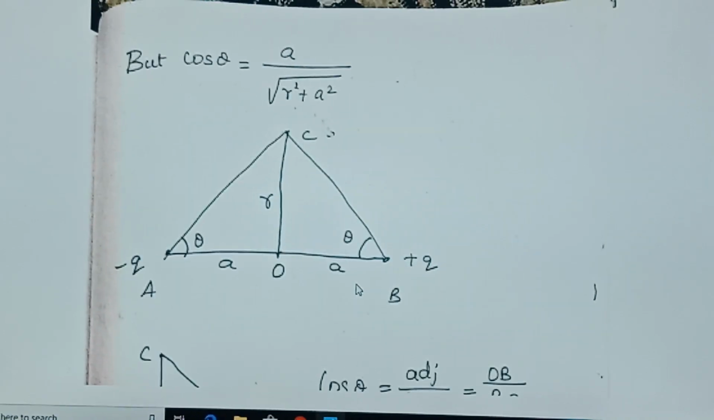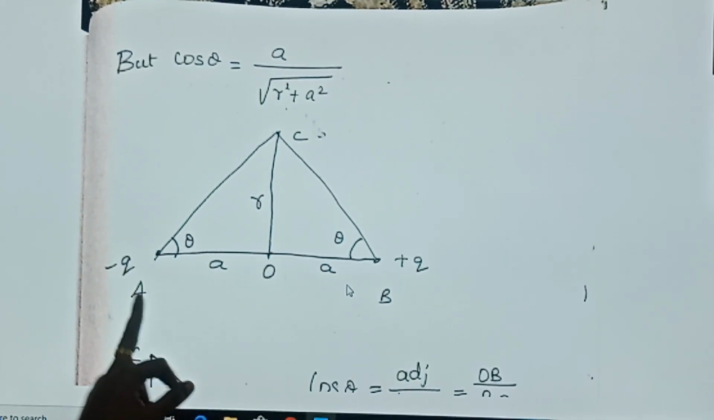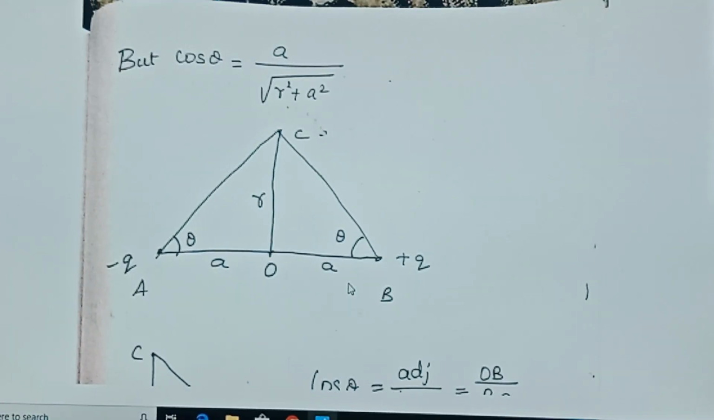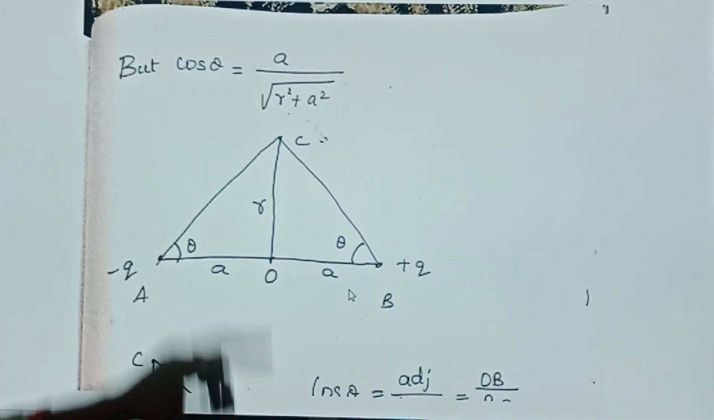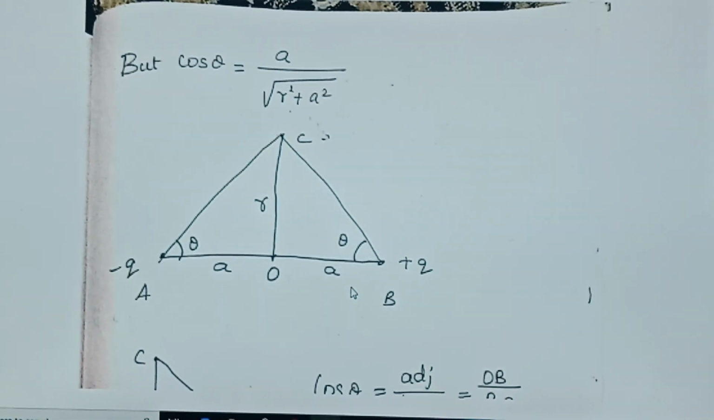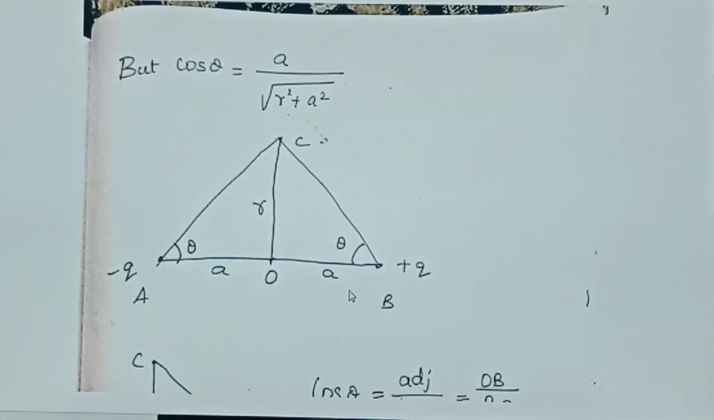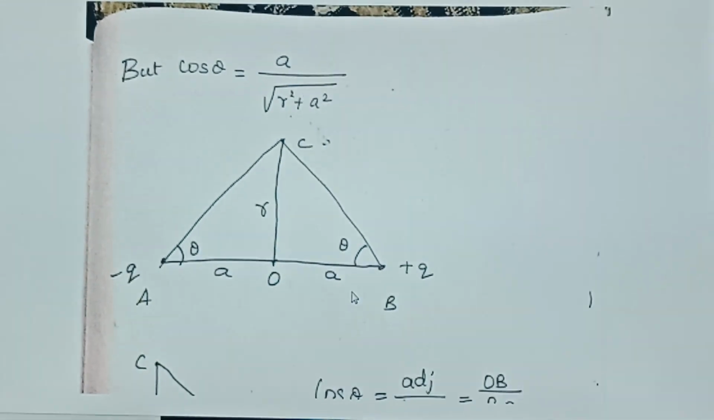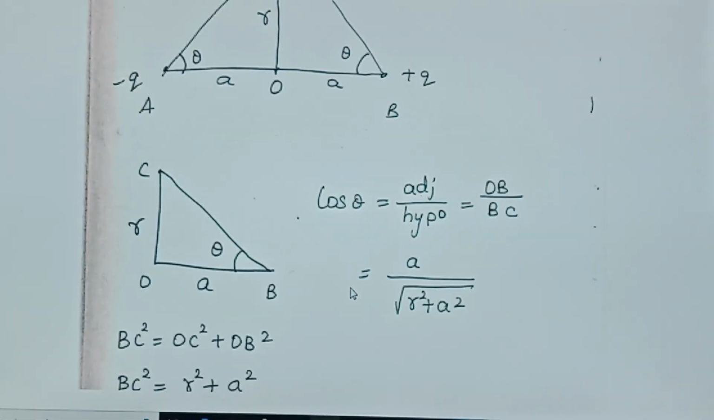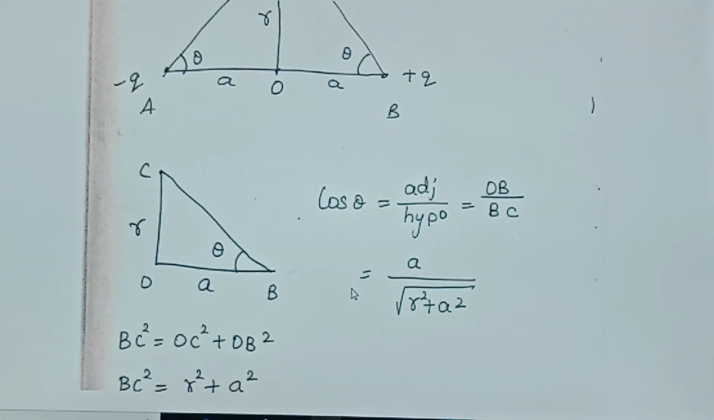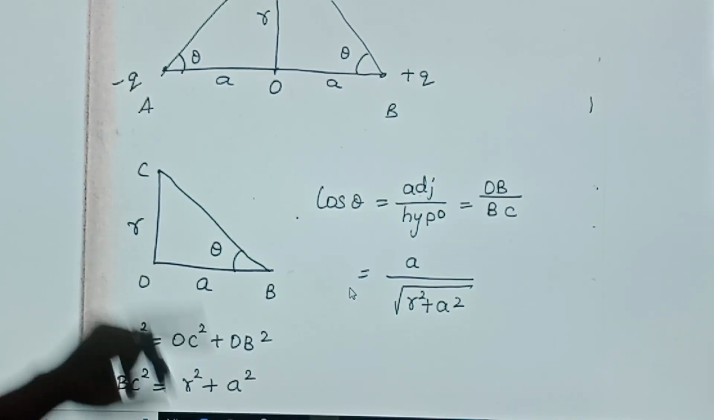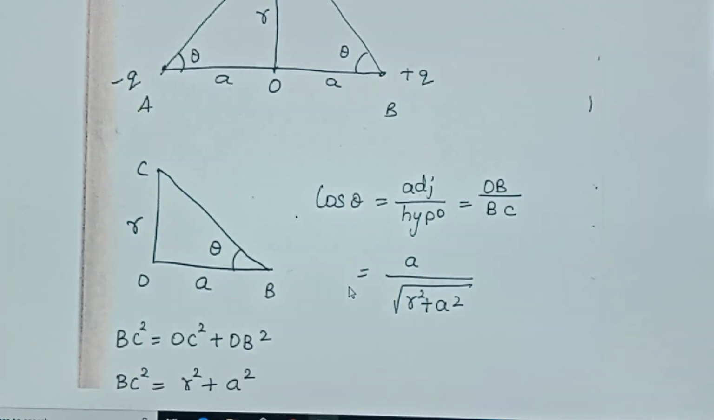See, this is what we are considering, the two charges plus Q and minus Q. This is the point C and this is at a distance R. So this can be considered as two separate triangles. This is one right angle triangle, and in the same way this is another right angle triangle. I am considering only one triangle here. So this triangle alone I am going to consider. This distance is A and this is R, and this is the value of theta.